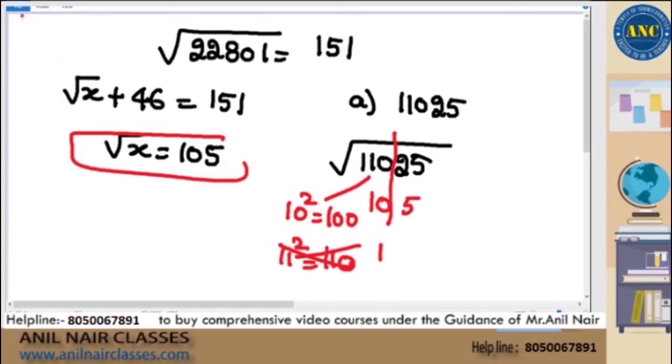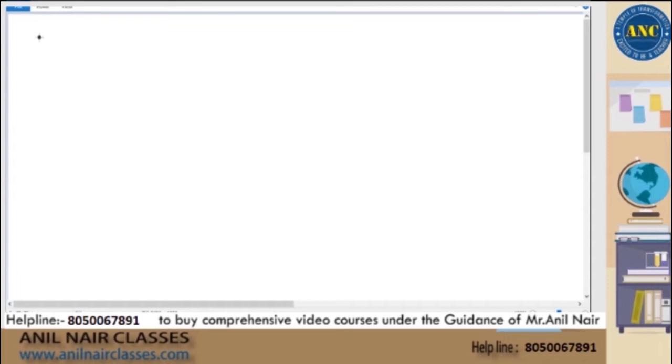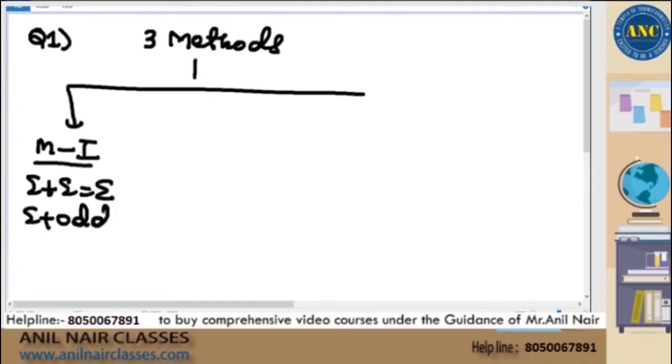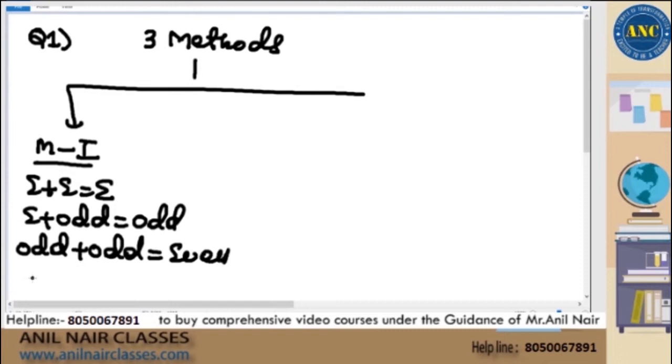Question number 1. Listen carefully. I discussed this question in 3 methods. Again I am explaining. Method 1: even plus even is even. Even plus odd is odd. Odd plus odd is even. Very, very important. If you know after some problems, you will find it very, very easy. Odd plus even is odd.